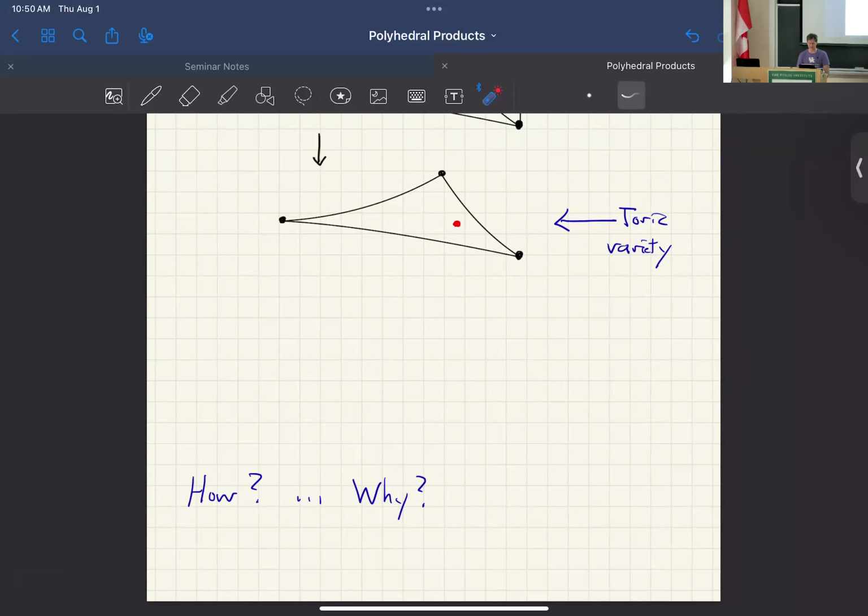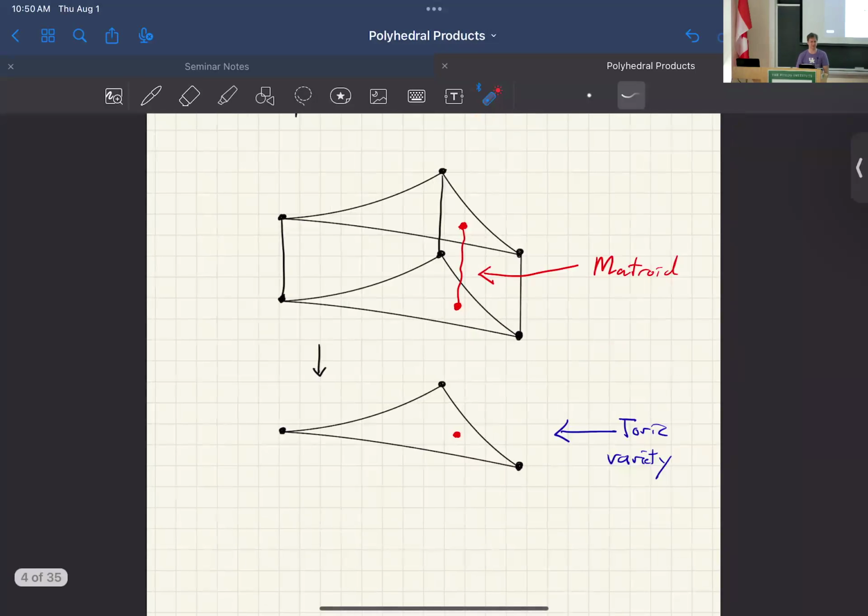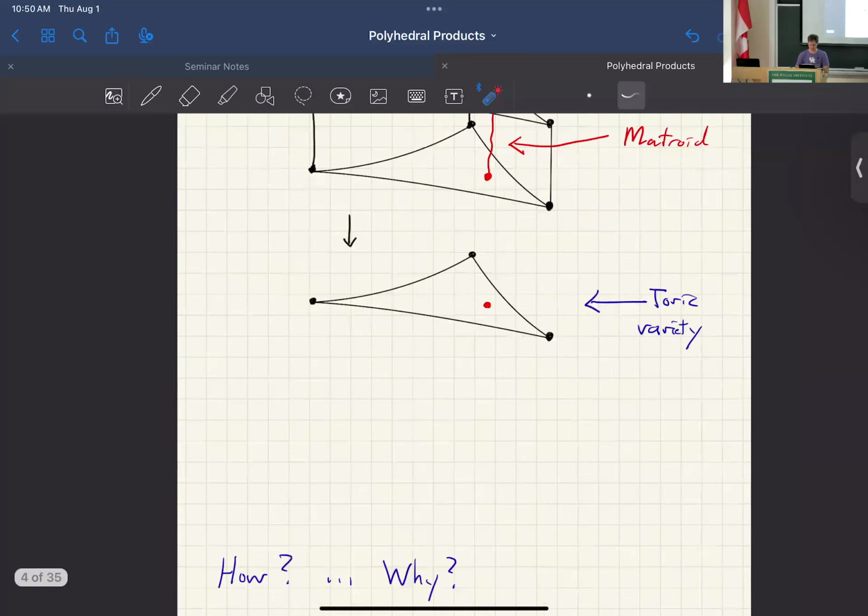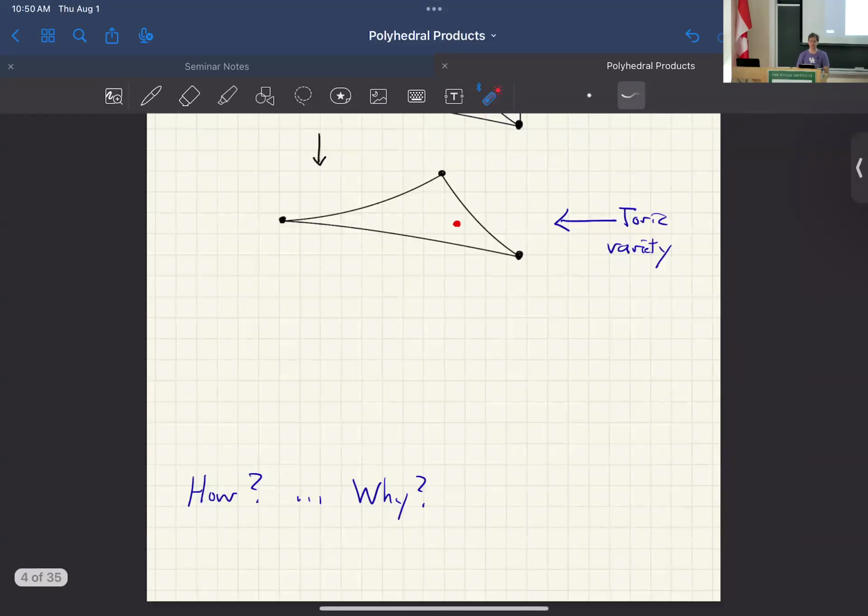How do we do this? How do we put discrete objects into a kind of continuous family? And well, why would we do that? Okay.